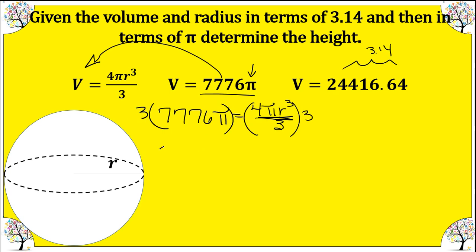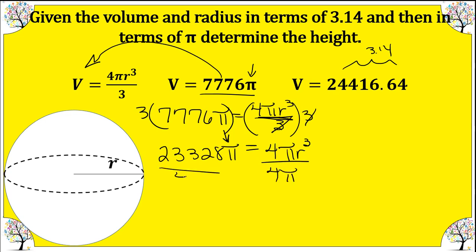On the left side, we get 23,328 times pi, don't forget to bring that down, is equal to 4 pi r cubed. Now we're going to undo the multiplication by division, and 4's cancel, pi's cancel, and we're left with r cubed is equal to 23,328 divided by 4, which gives us 5,832.